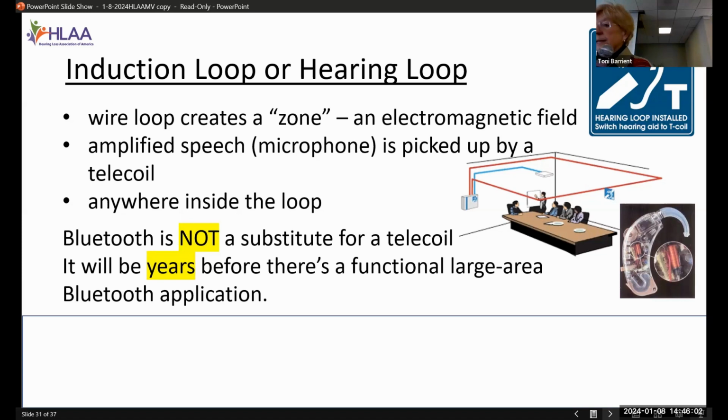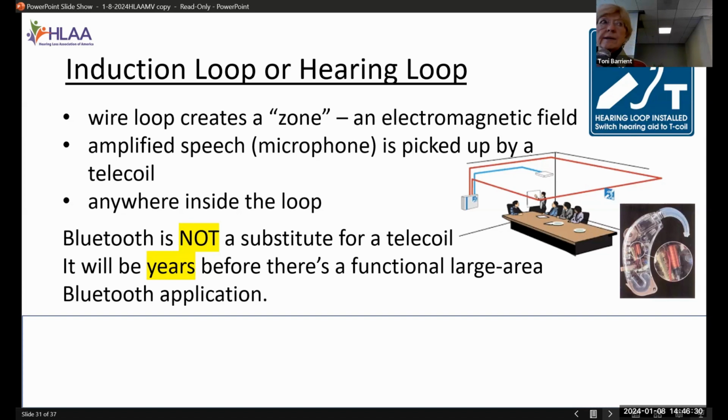But unfortunately, many audiologists will provide hearing aids and not tell you that you have a telecoil. It needs to be activated. You need to ask them to activate it. Now, a lot of audiologists or hearing aid dispensers will say, you don't need that. Bluetooth is everything. No, Bluetooth is not everything.